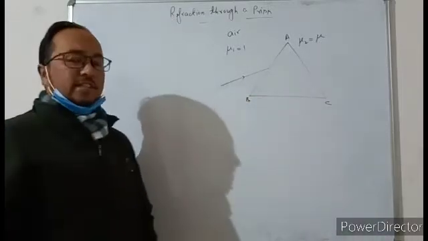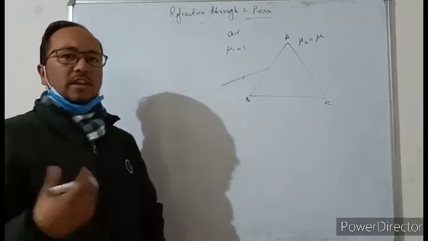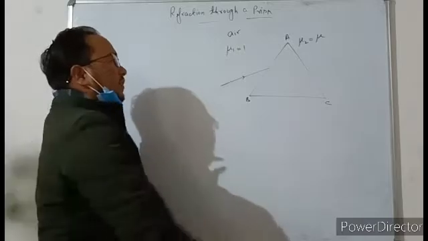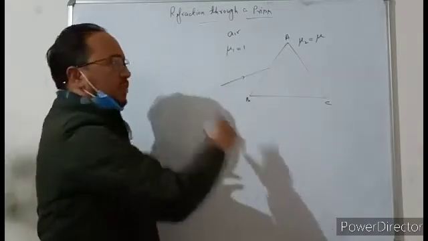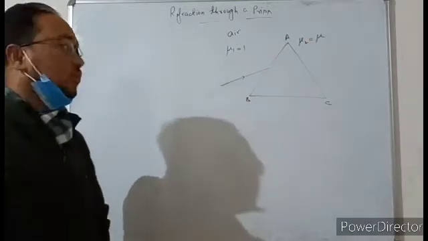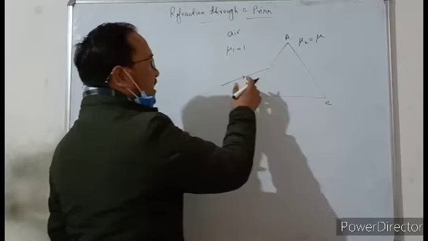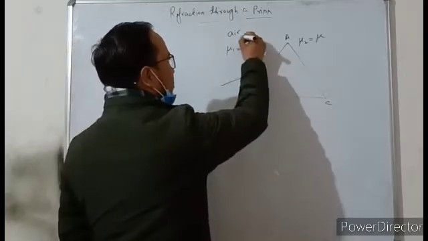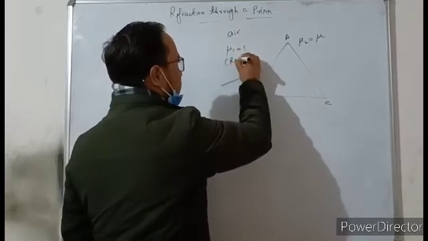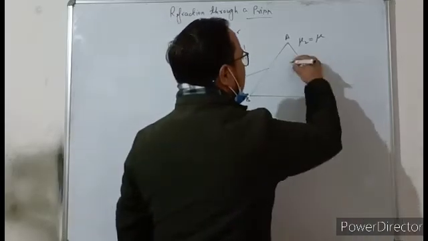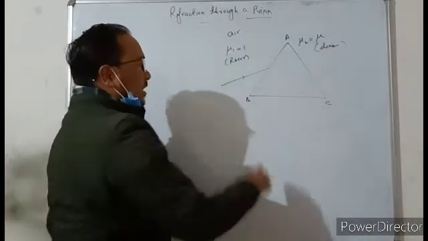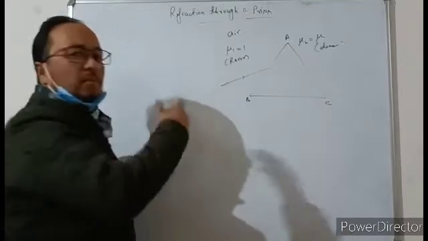But in other cases, if the surrounding medium is other than air, say water or kerosene, then the refractive index of surrounding medium is taken as mu1, and the refractive index of the material of the prism is taken as mu2. Now, suppose mu1 is a rarer medium, and the prism material is denser. Then, when light enters from rarer to denser medium, it will bend towards normal.